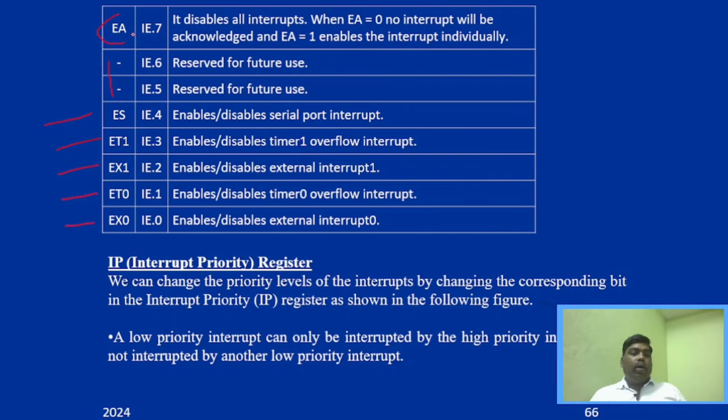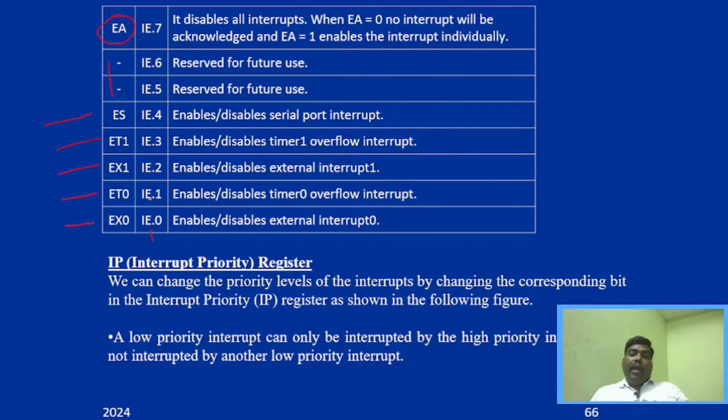I have already explained what EA is. Whenever an interrupt is enabled, the corresponding bit will be enabled. If it is external interrupt, then this bit will be enabled. If it is timer 0, then this bit will be enabled, like that.